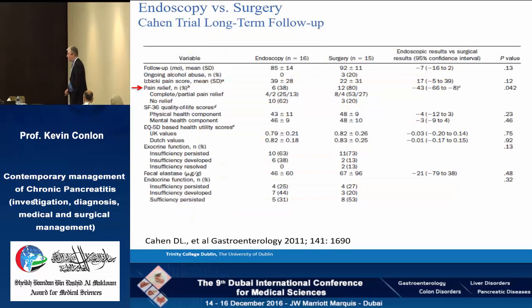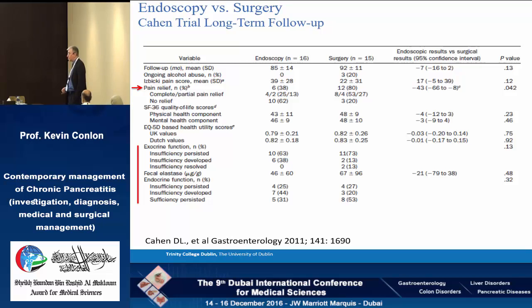Now it's interesting, Kahan and colleagues followed this up 4 years later with a follow-up study which suggested again that in terms of pain relief, the surgical patients, again, a few patients dropped out, but pain relief was well maintained in the patients who had surgery versus endoscopy. And when you looked at exocrine and endocrine insufficiency, it didn't reach statistical significance, but what's apparent is that the surgical patients appeared to be holding their own. These were equivalent groups of patients at the beginning, but it suggested that surgery may have a long-term benefit.